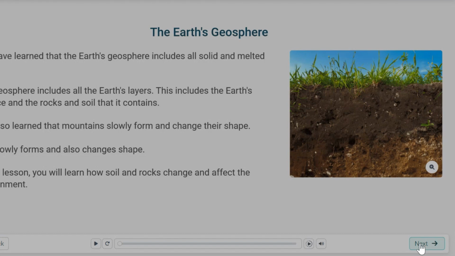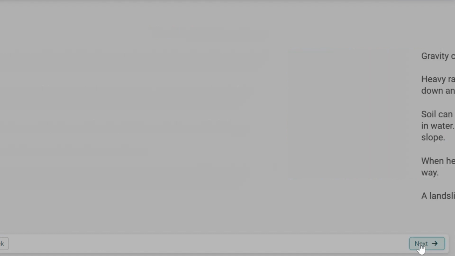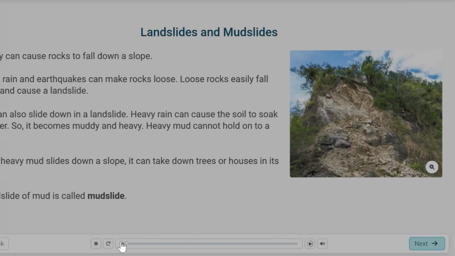Okay, so we are going to learn about the soil. Gravity can cause rocks to fall down a slope. Heavy rain and earthquakes can make rocks loose, so these rocks sometimes fall. This is called a landslide. If there is too much matter or heavy rain, it can break the rocks. If there is an earthquake, it can break the rocks and they fall. That's called a landslide. Okay.